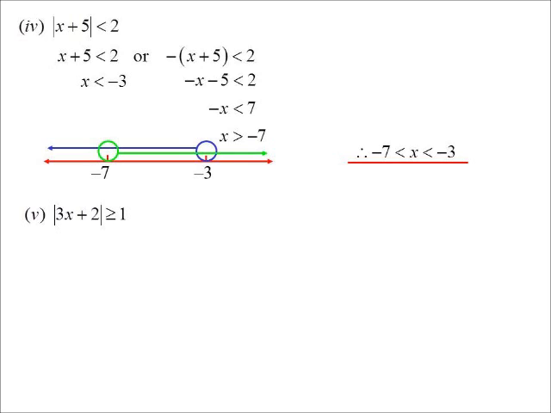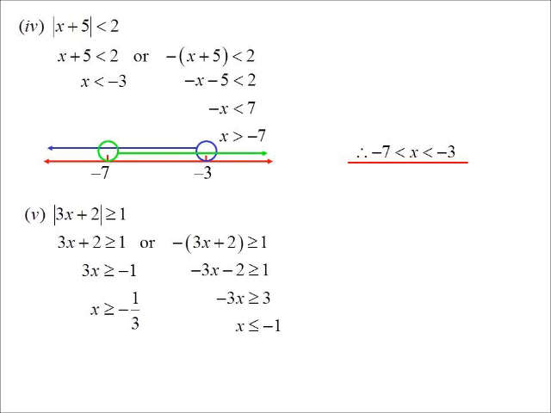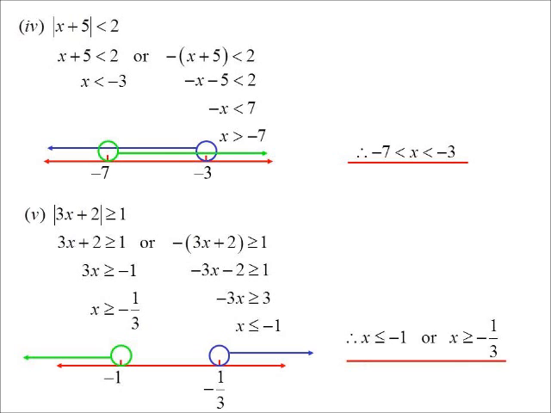3x plus 2 greater than or equal to 1. Once again, either the positive of 3x plus 2 or the negative of 3x plus 2. I get x is greater than or equal to minus a third, or x is less than or equal to negative 1. And in this case, you'll notice once again we get this situation of either we're in between two numbers or on the outside. And we should find that for these basic linear ones anyway. We should find that all the time.